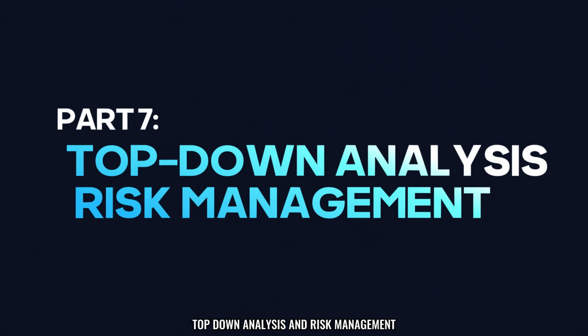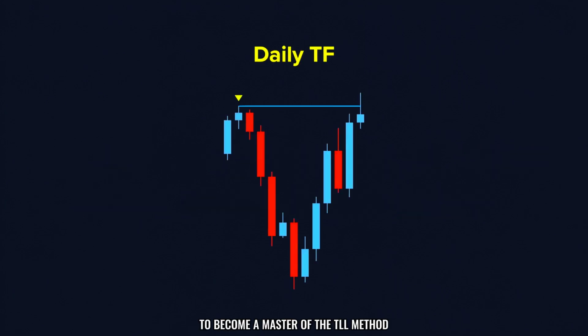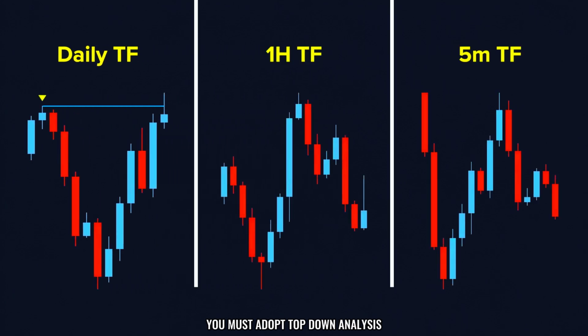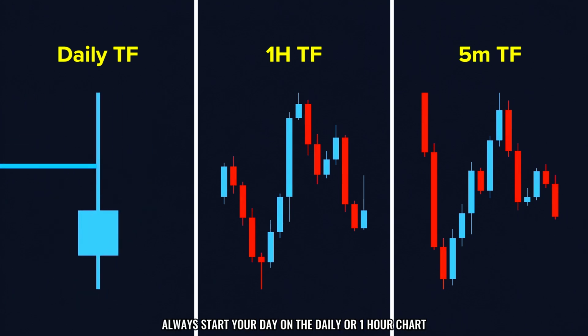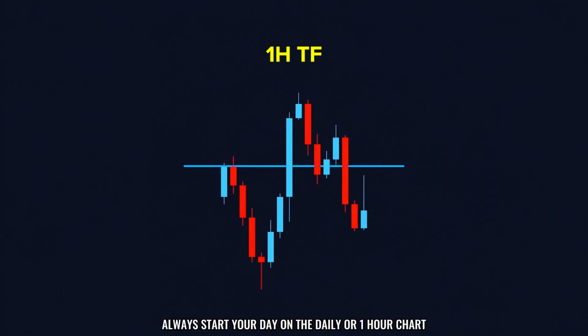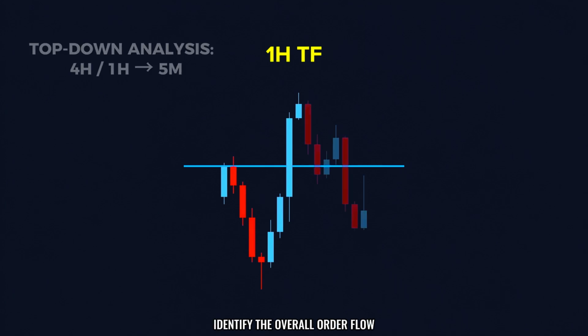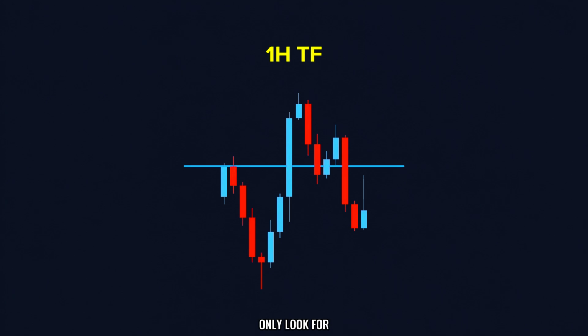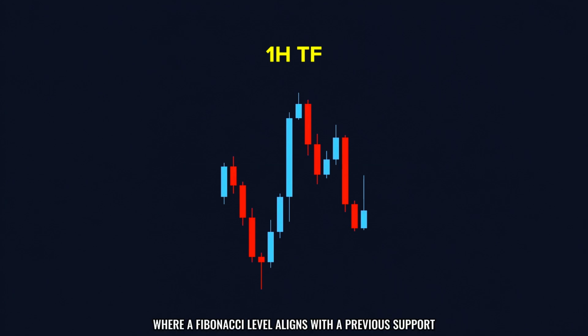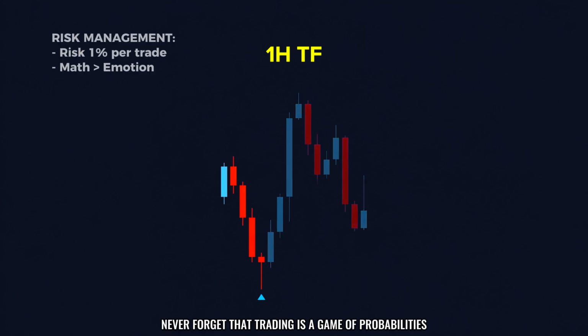Part 7. Top-down analysis and risk management. To become a master of the T.L.L method, you must adopt top-down analysis. A 5-minute setup is meaningless if it is fighting the 4-hour trend. Always start your day on the daily or 1-hour chart. Identify the overall order flow. If the big picture is bearish, only look for sell setups where a Fibonacci level aligns with a previous support turned resistance. Never forget that trading is a game of probabilities.